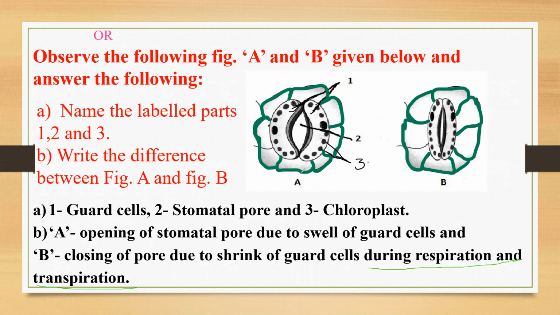Okay, so what is the difference between both figures here? A is the opening of the stomatal pore due to swelling of guard cells. And B is the closing of the pore due to shrinking of guard cells. Okay, during respiration and also transpiration. This is the answer for this one. Okay, let's move to another question.